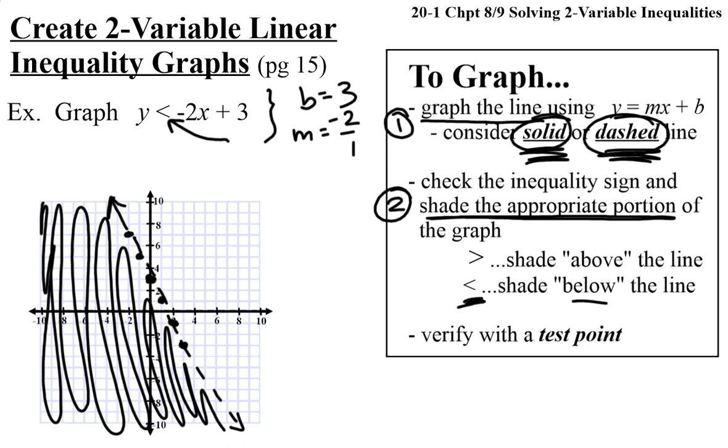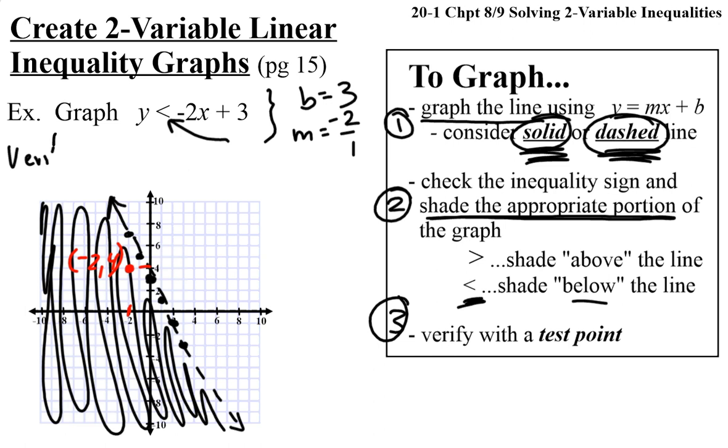Everything that's shaded could be a solution. Doesn't always ask for it, but it always helps. Pick a test point. Pick a nice, simple test point or a difficult test point, whatever you want. I'm going to go negative 2, 4. That (-2, 4) is inside the shaded region, so it should make the inequality true.